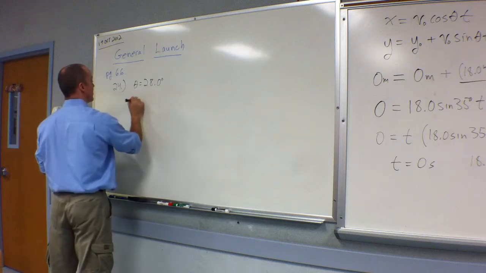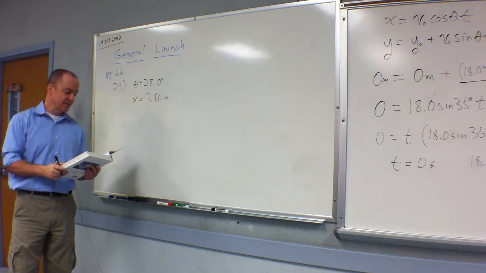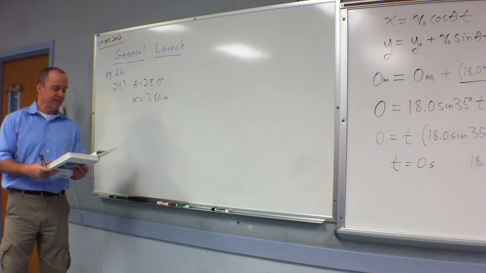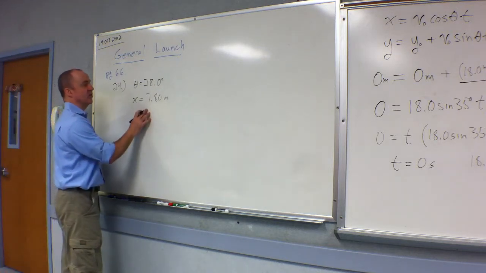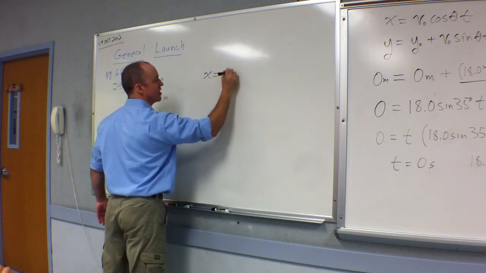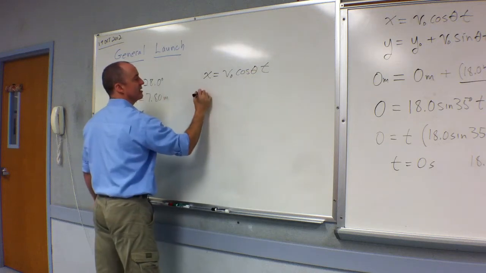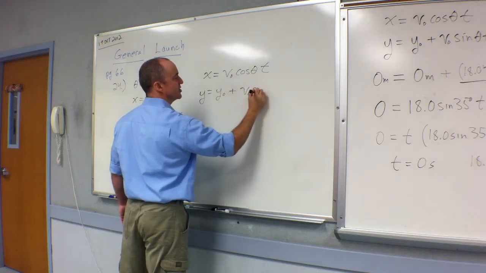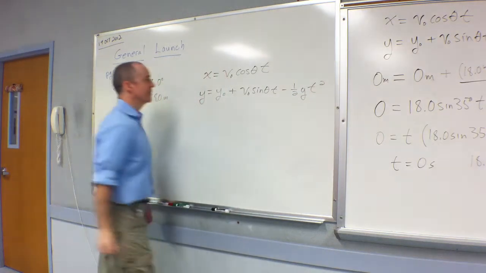And he travels 7.80 meters. I'm guessing they mean horizontally, because that's really all they care about with a long jump. What was his takeoff speed? If his speed were increased by just 5%, how much longer would the jump be? Okay, so our two equations, once again, for general launch are x equals v initial cosine theta times time, and y equals y initial plus v initial sine theta t minus 1/2 gt squared.